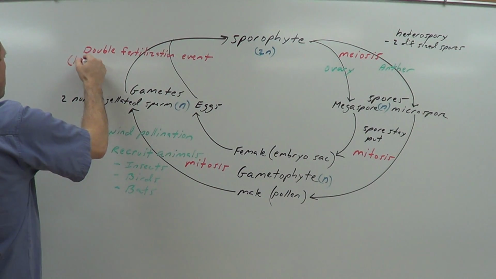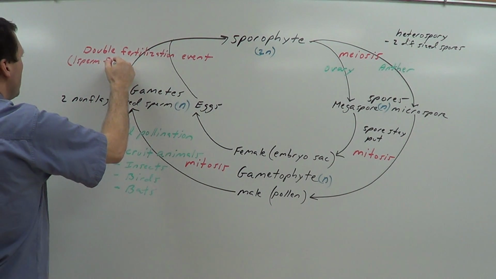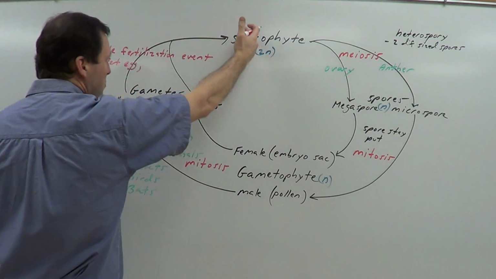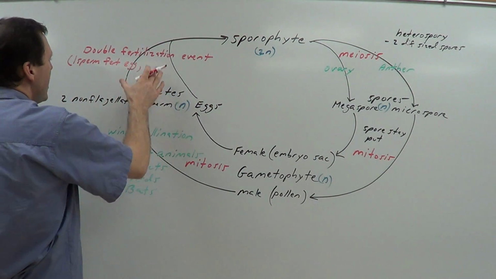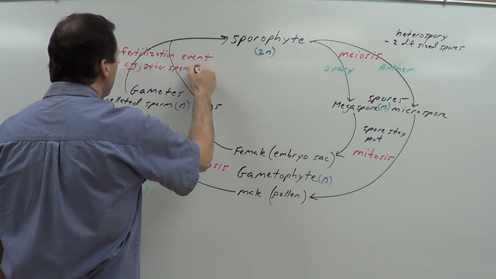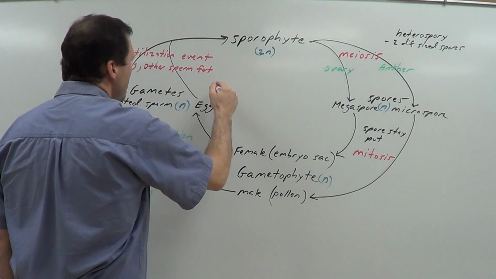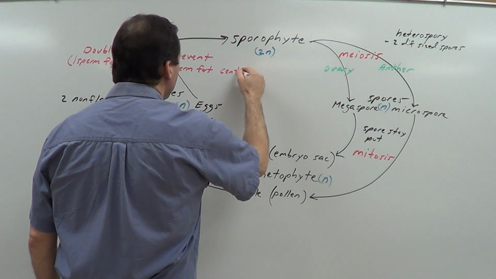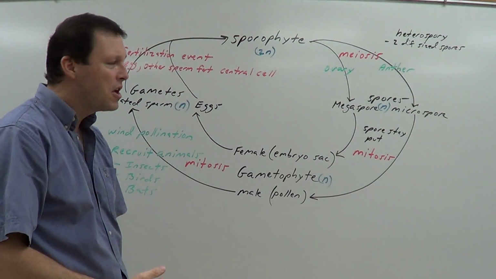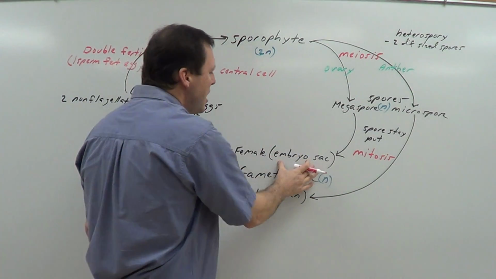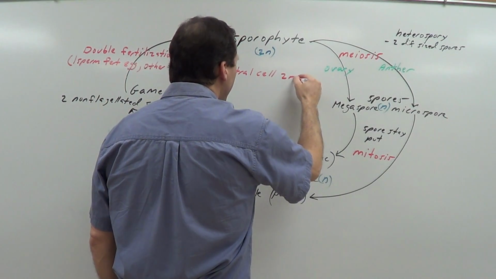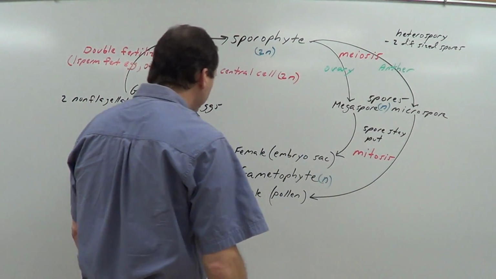That means one sperm fertilizes the egg and becomes the next sporophyte, and the other sperm fertilizes a central cell. A central cell. That's going to be a cell that's located in the embryo sac. And this central cell is actually going to be 2N. It's actually going to be diploid.